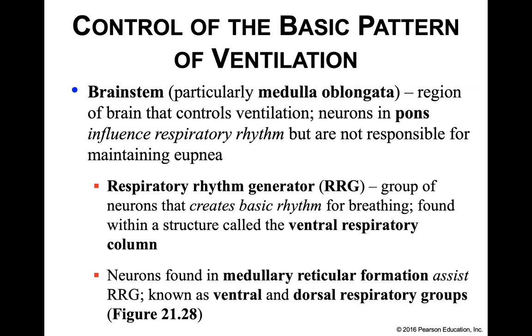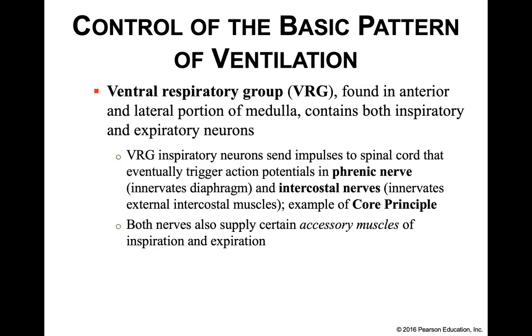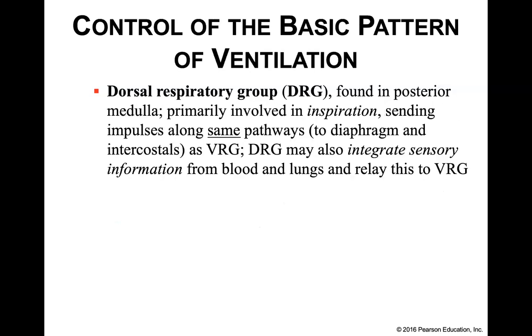Neurons found in the medullary reticular formation assist the respiratory rhythm generator, known as the ventral or dorsal respiratory groups. The ventral respiratory group is found in the anterior and lateral portions of the medulla and contains both inspiratory and expiratory neurons. And these will affect those various muscles, the diaphragm or your intercostals. Both nerves also supply accessory muscles that are involved in inspiration and expiration: the intercostal nerves and the phrenic nerve, which innervates the diaphragm.